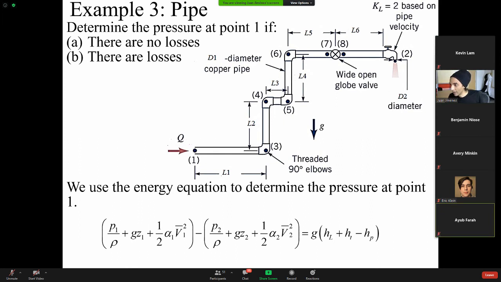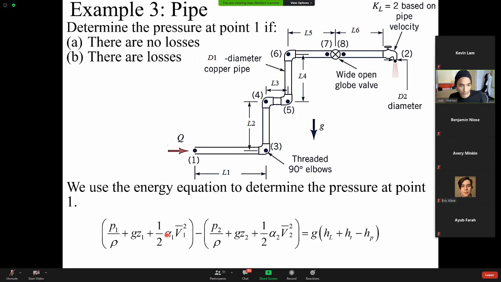So we have atmospheric pressure at the exit. Then we can enter it in here. Then Z, how do we determine Z? Well, let's just go through all these segments. We have L2, then we have L4, and we're going to sum those to see what that height difference was. And then we should know the velocity.